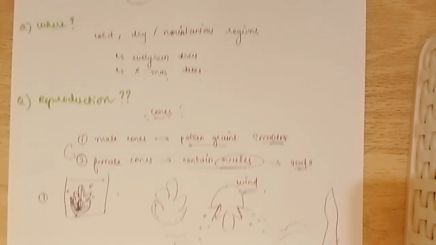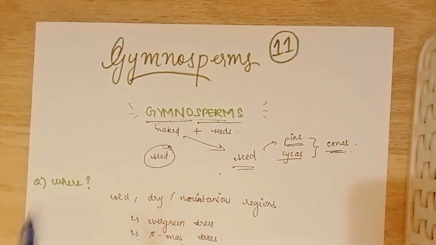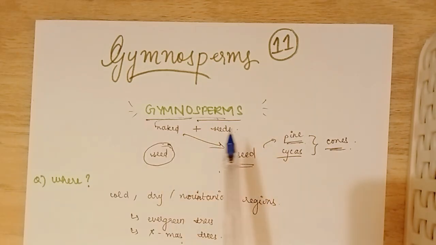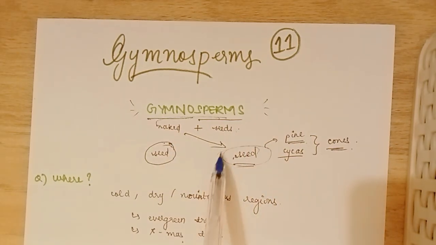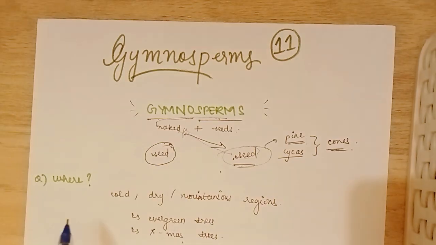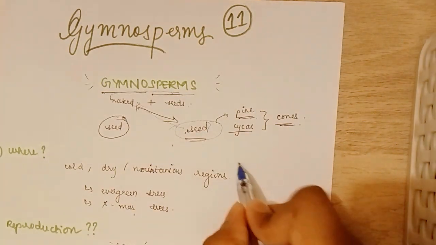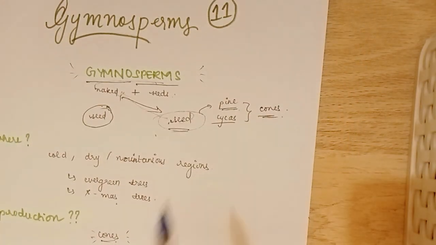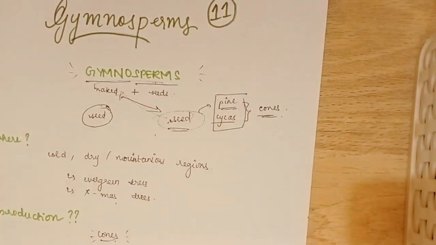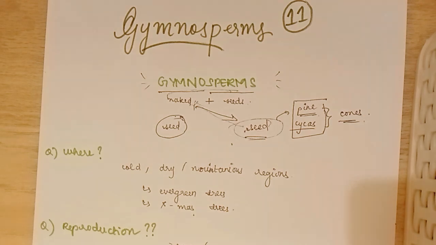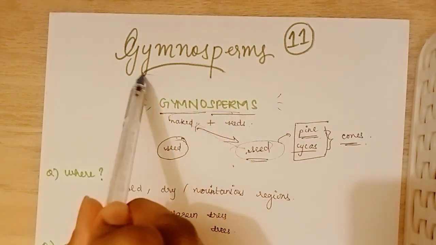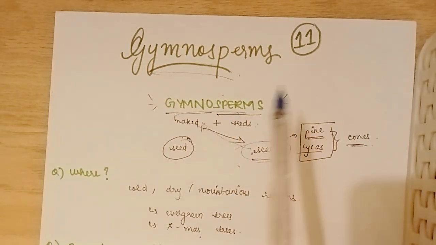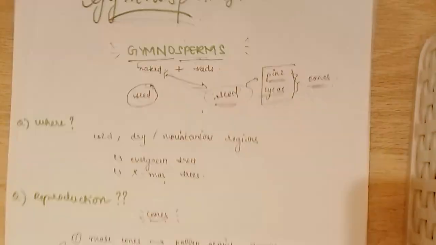Now, the things that you need to remember from gymnosperms are that gymnosperms do not have flowers or fruits. Their seeds are exposed and are called naked. They are vascular plants and common examples are pine and cycas. The most important question that will be coming from this topic is the difference between a gymnosperm and an angiosperm. So what are the differences?